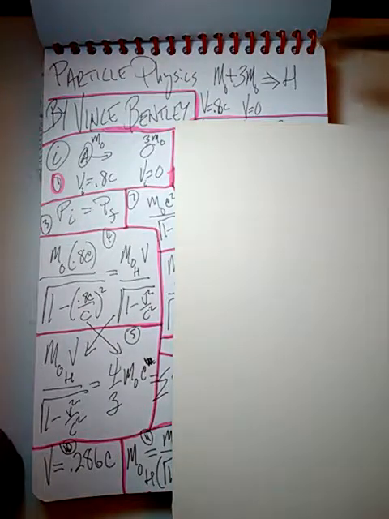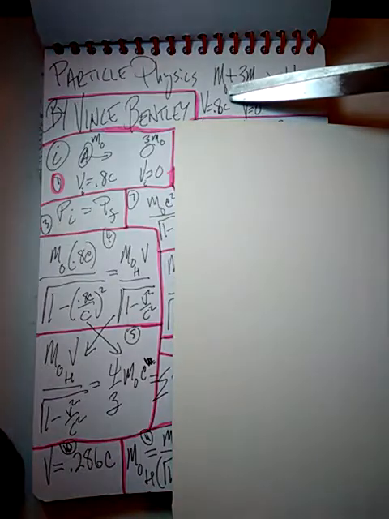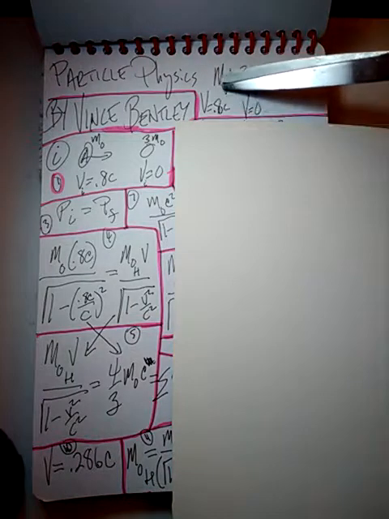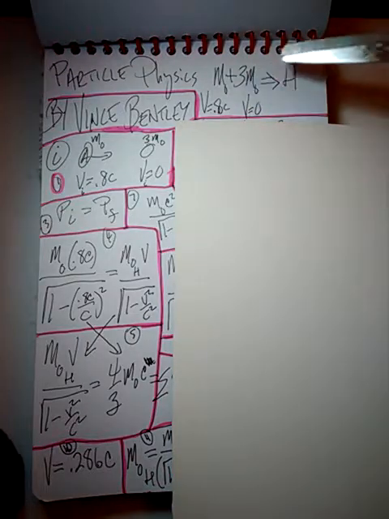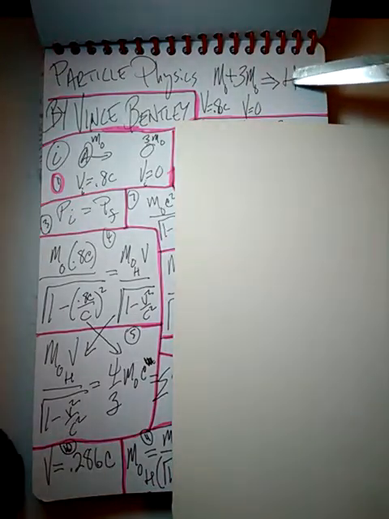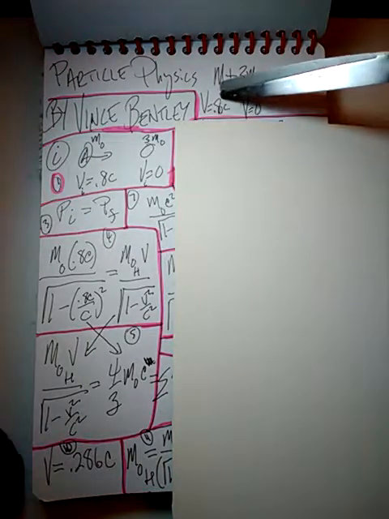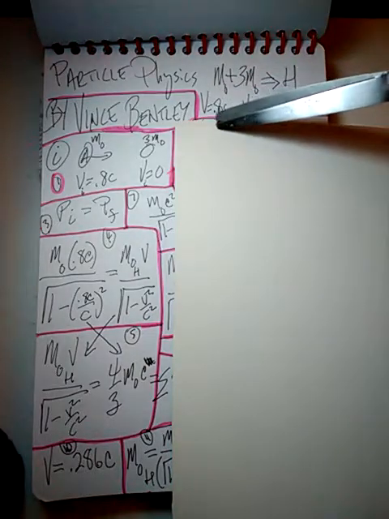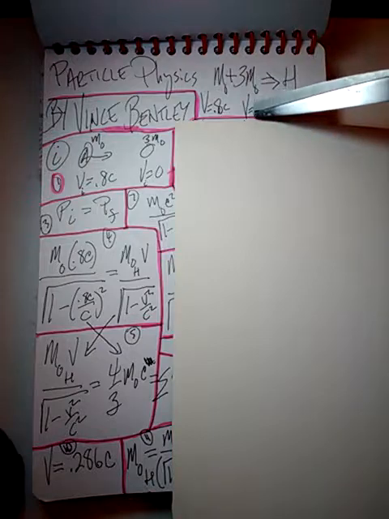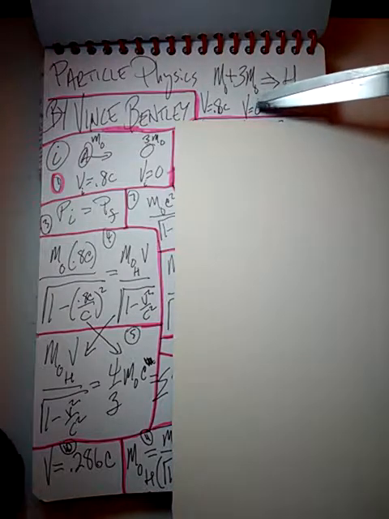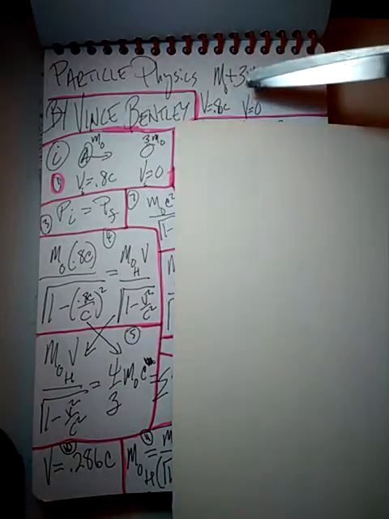Okay, here we go. Today we're going to look at the reaction of some mass m0 plus 3m0 will form some h particle right here. We'll have the m0 go at a velocity of 0.8 c, and we'll have the 3m0 go at a velocity of 0. So let's get started with this reaction.